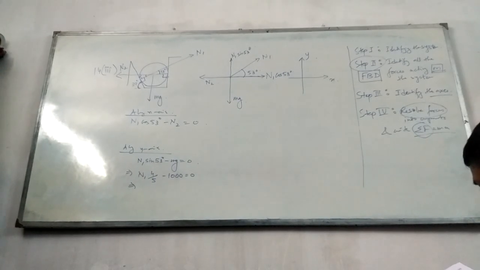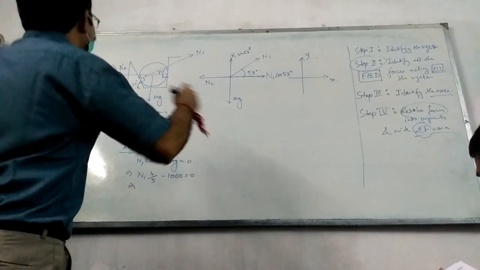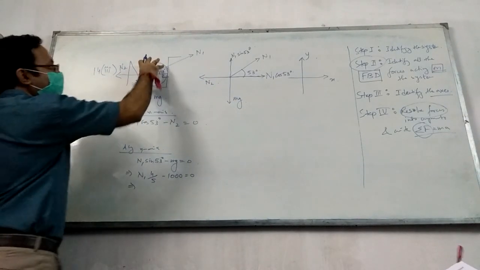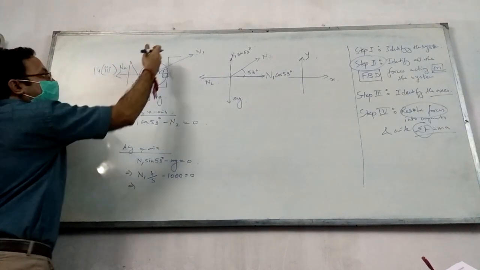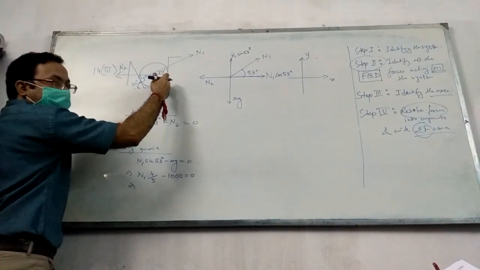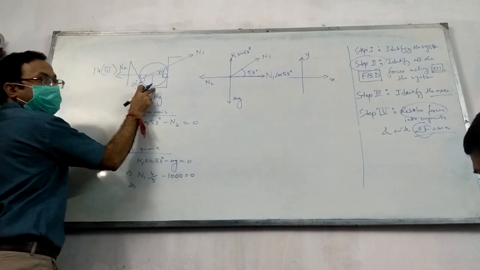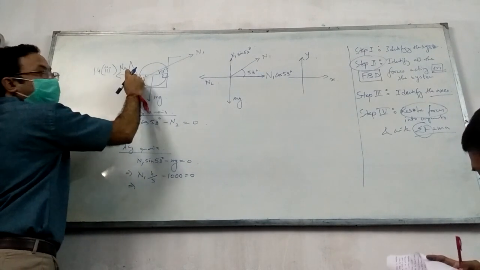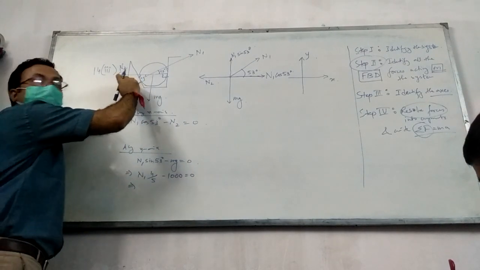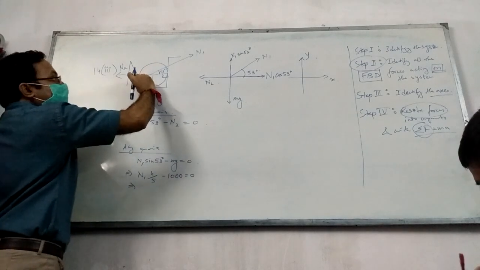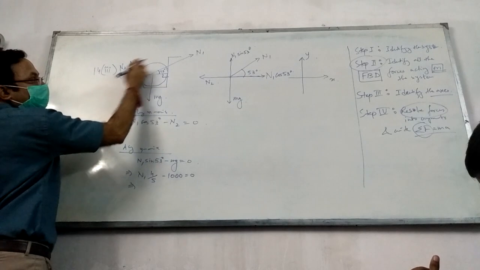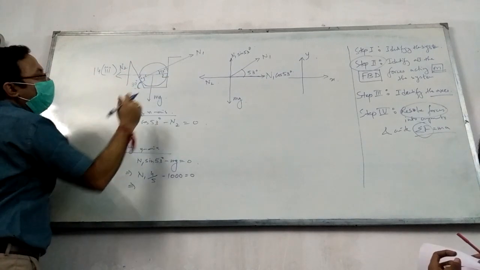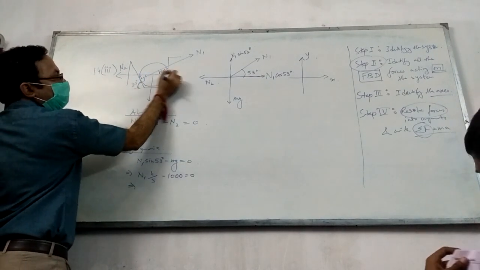So 14 part 3: we are given a spherical object which is in contact with an inclined plane and also in contact with a vertical surface, but not in contact with the base. So there are two contact surfaces, hence we take two normal reaction forces: one perpendicular to this inclined plane and another perpendicular to this vertical plane. Now this angle with respect to horizontal, how much is it?